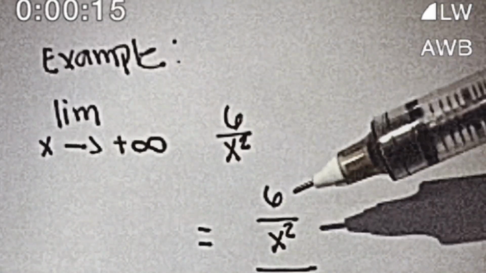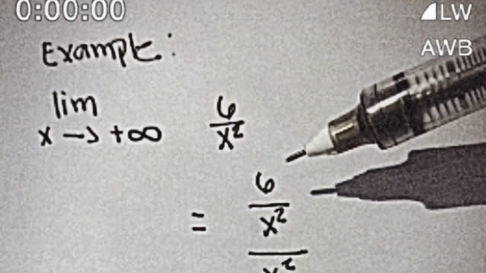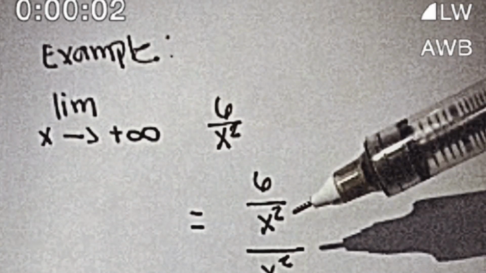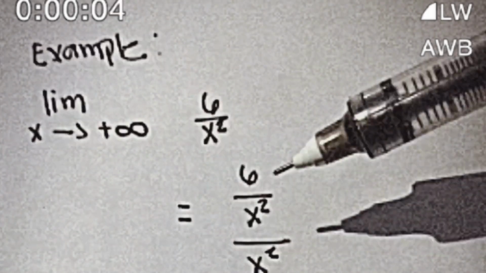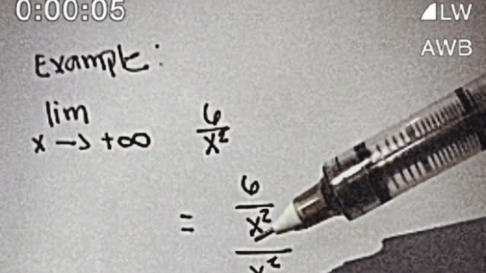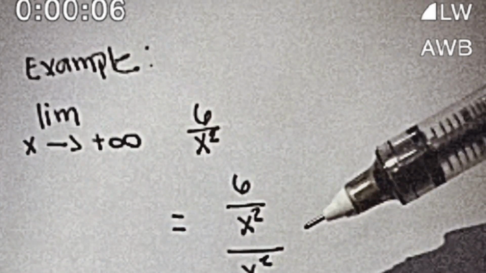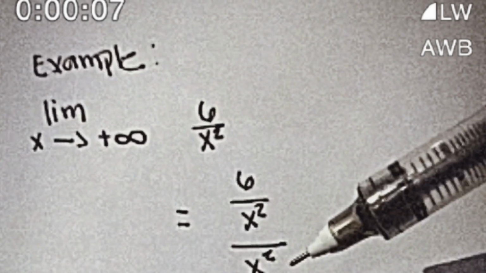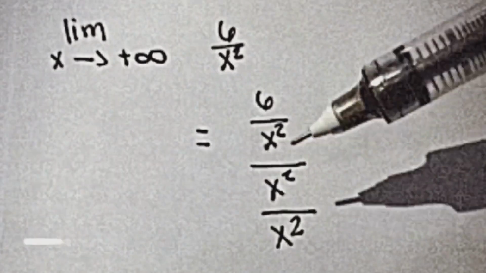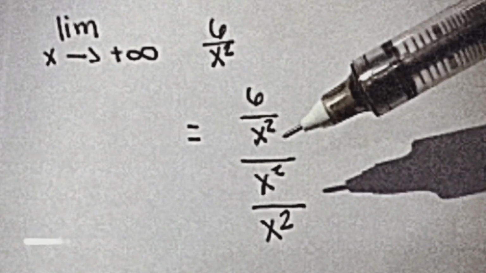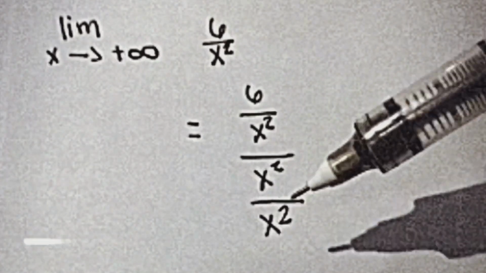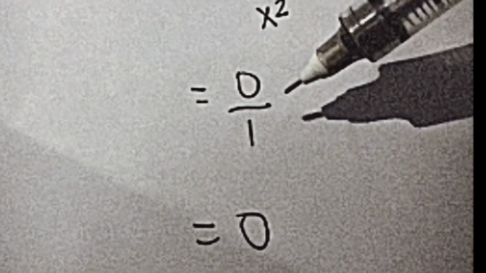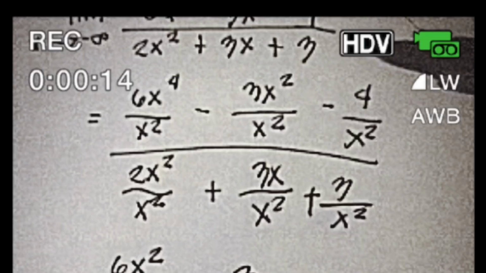Let us solve. First, we have to divide the numerator and the denominator by the variable with the highest degree. Here we have x squared. So divide the numerator and the denominator by x squared. 6 divided by x squared is equal to 0. x squared divided by x squared is equal to 1. 0 over 1 is equal to 0.